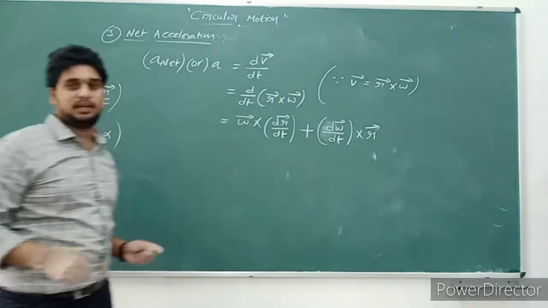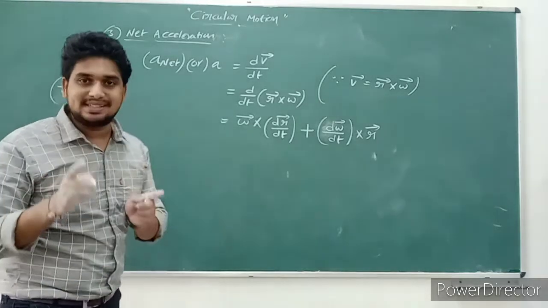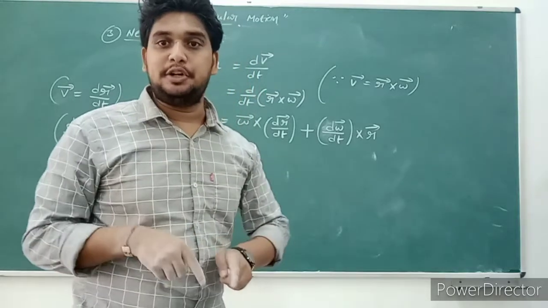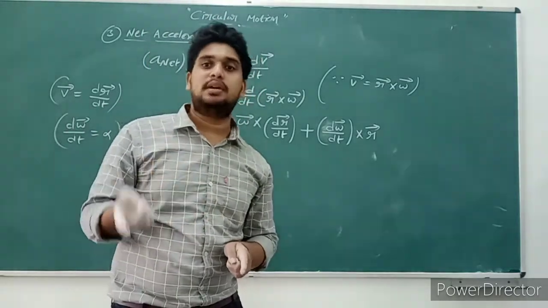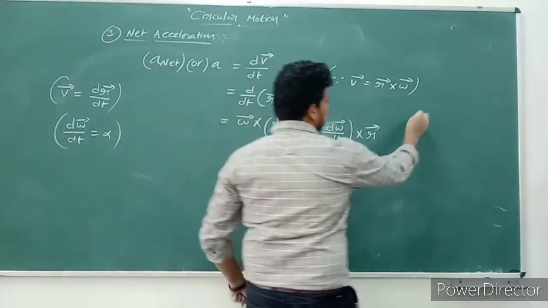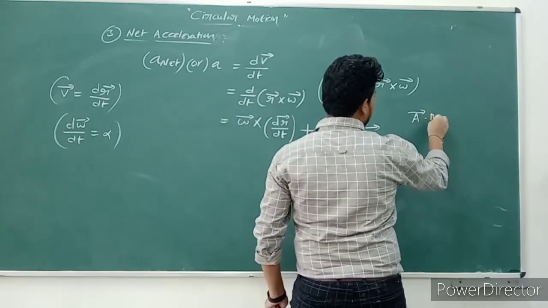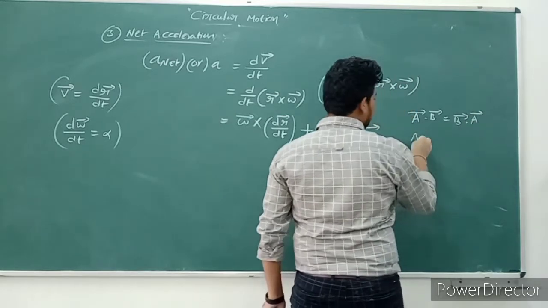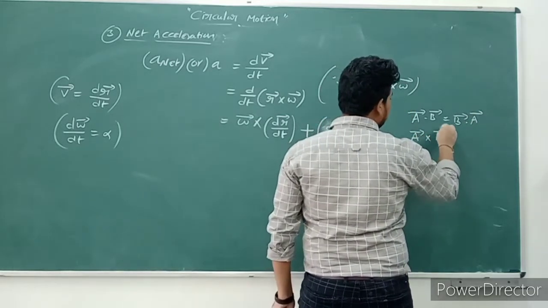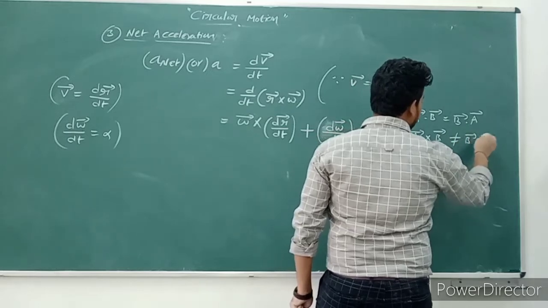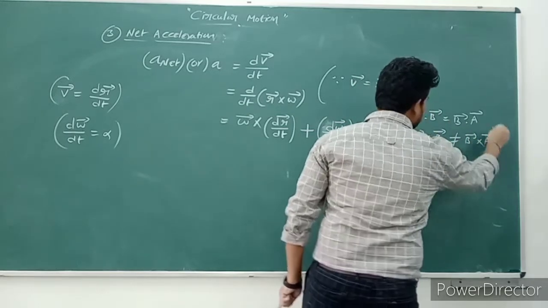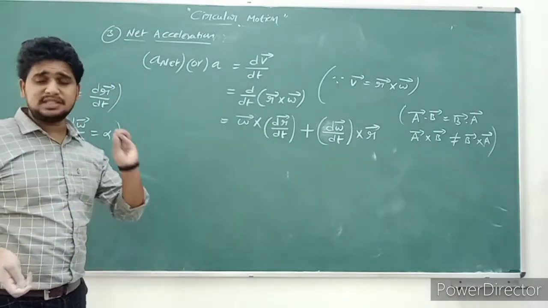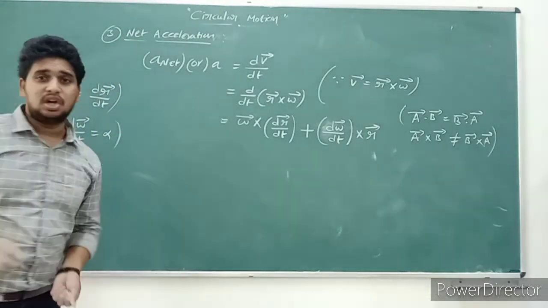This is very important. Cross product does not satisfy the commutative property, but dot product satisfies the commutative property. A bar dot b bar is equal to b bar dot a bar, but a bar cross b bar is not equal to b bar cross a bar. So we must observe carefully while writing cross product.